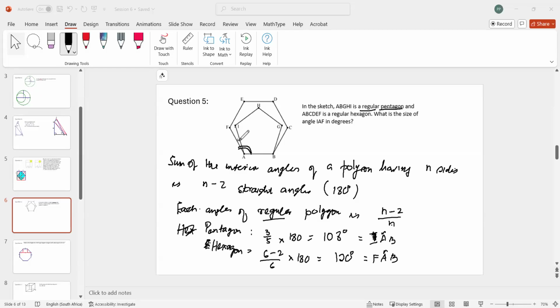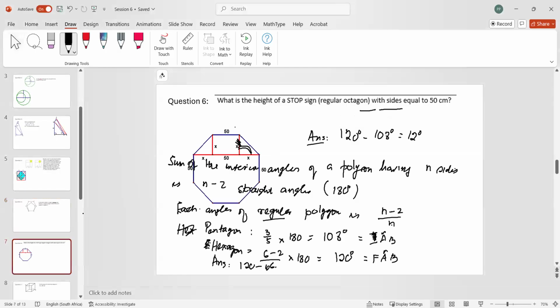So the angle that you're looking for, that small one, the answer is just the difference between these two, which is 120 degrees minus 108 degrees. The large angle is 120, the smaller angle is 108, angles of a regular polygon. That's a straightforward formula, so there's no problem. You should have no problems regarding that.